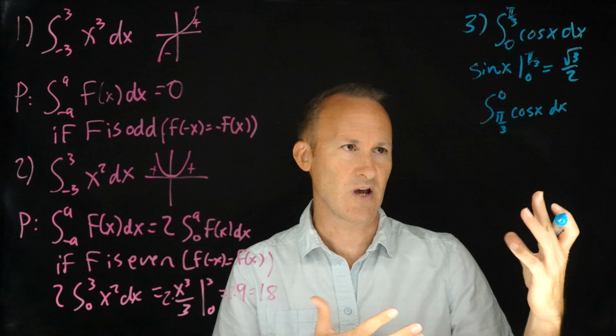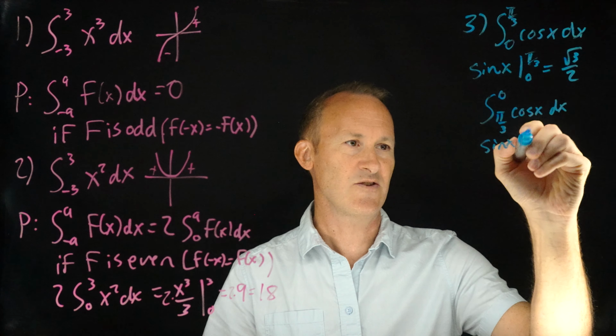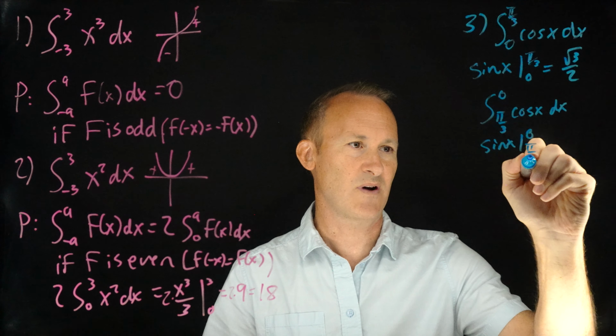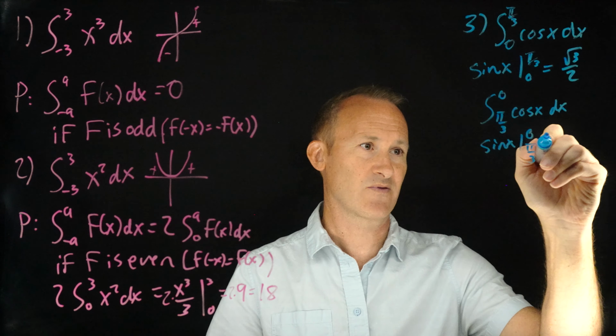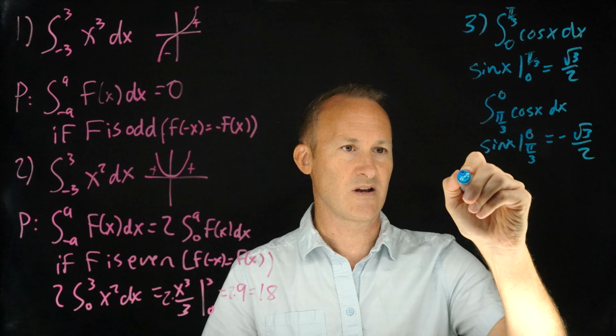Well, you can do the computation. You do the integral, you get the same thing, the sine of x, but now you plug in the 0 first and you subtract the pi over 3. So if you subtract the pi over 3, clearly that's negative root 3 over 2. And so this leads us to yet another property.